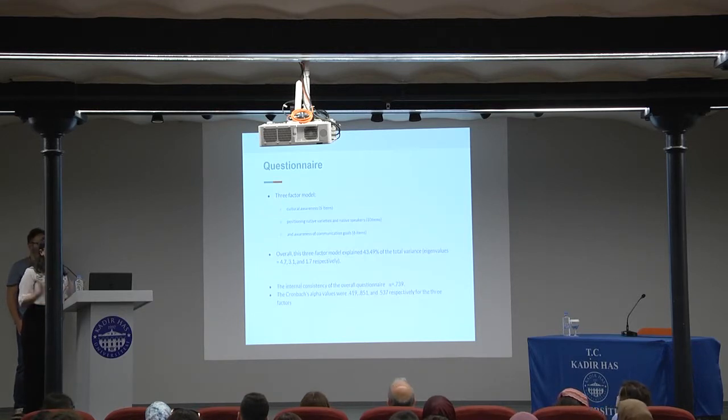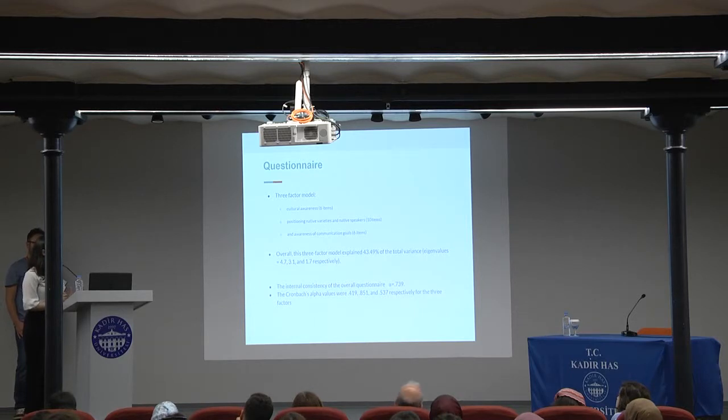Before we moved on to interpreting the responses, we first wanted to do some quantitative checks of the questionnaire itself. So we conducted an exploratory factor analysis, and we came up with a 3-factor model. Within this 3-factor model, we had 3 constructs emerging from the items. One was cultural awareness, and the other was positioning native varieties and native speakers. And the last one was awareness of communication goals. We named these constructs depending on the content of the items that clustered around different factors.